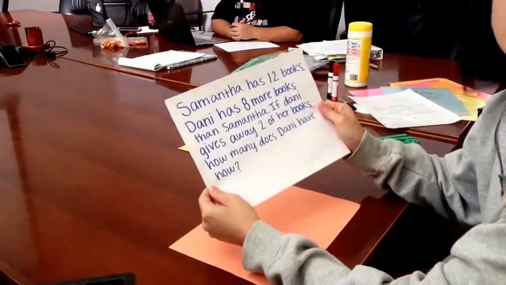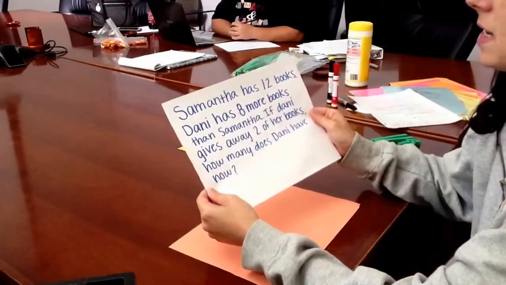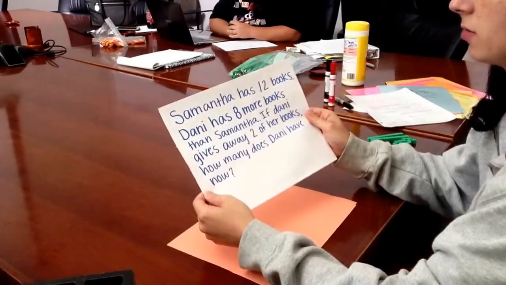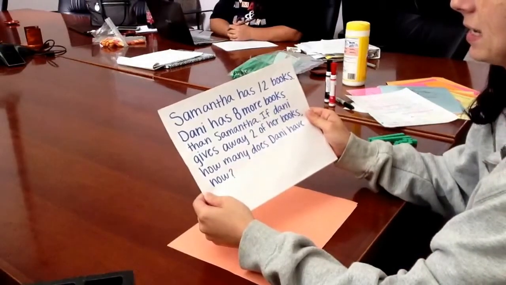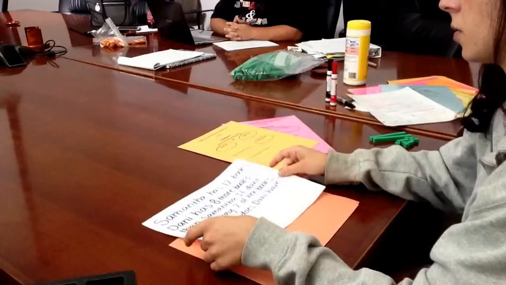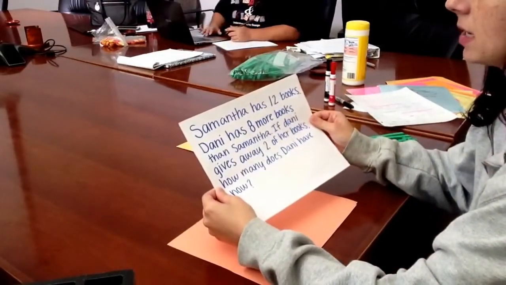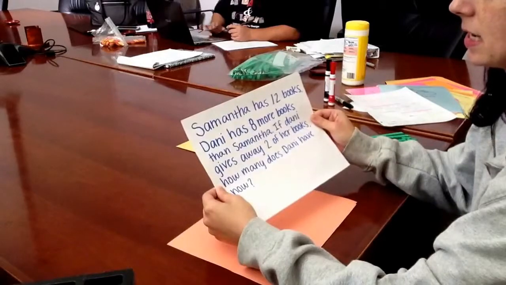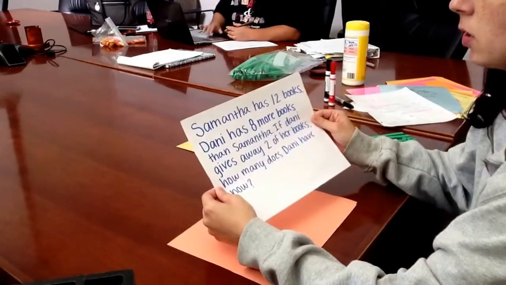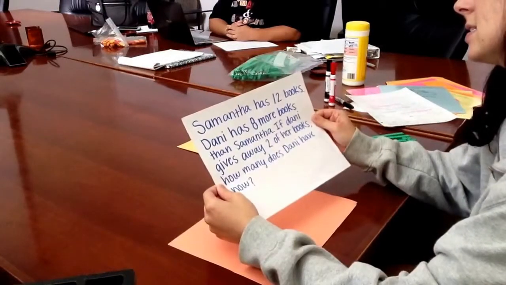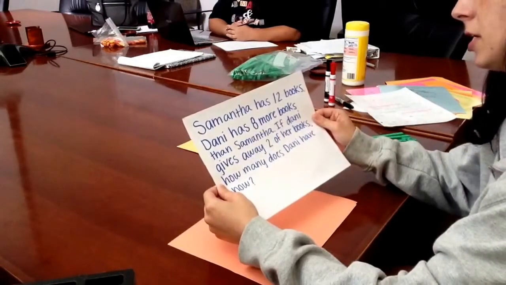Let's take a look at our problem and first read it. It says, Samantha has 12 books. Danny has 8 more books than Samantha. If Danny gives away 2 of her books, how many does Danny have now? So first, looking at the first part of the problem, it says Samantha has 12 books and Danny has 8 more books. Well, the first question we need to ask is, is there a change occurring?